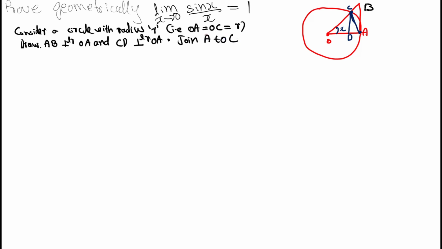Join A to C. A very important thing we need to mention here is angle AOC is equal to x radians. This is not degrees, this is radians, because we are measuring that angle x inside the circle. So it is a radian measurement. This is nothing but the angle bounded by the two radii of the circle.